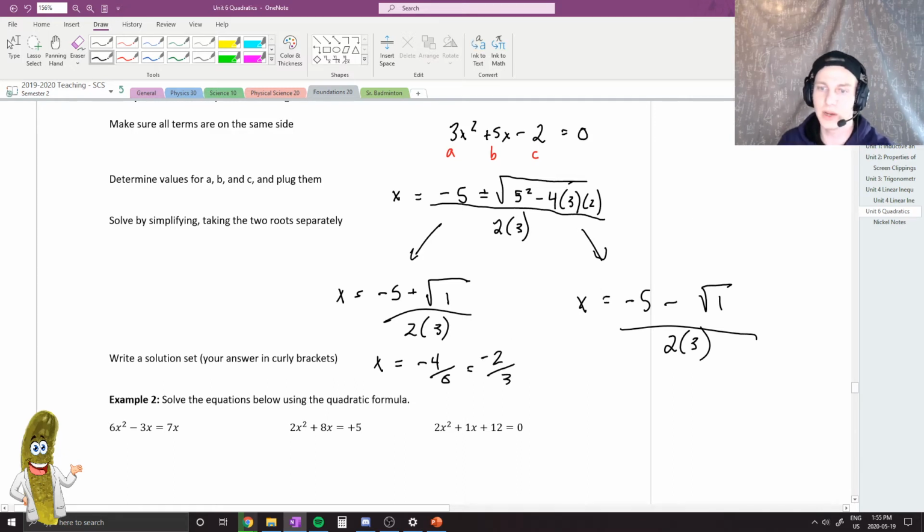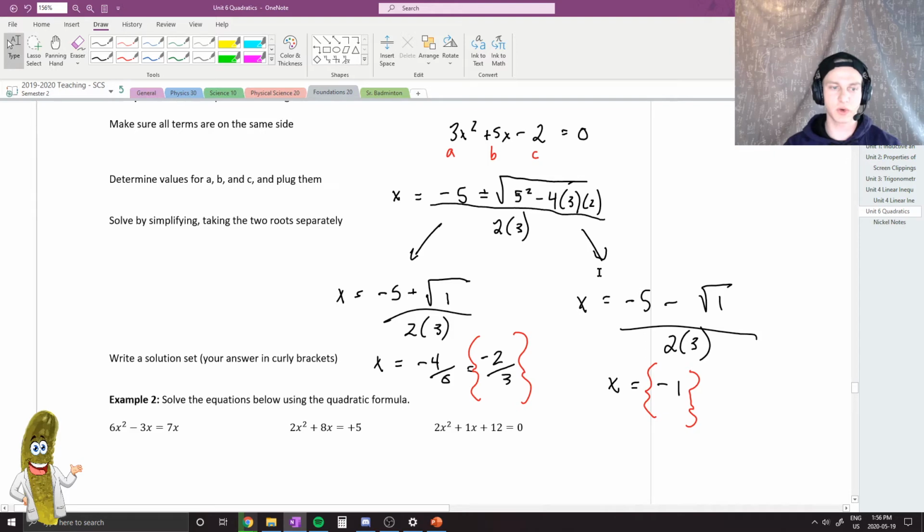And for this other one here, we'd end up with negative 5 minus 1, which gives us negative 6. And so we'd end up with x is equal to negative 6 divided by 6. We'd end up with x is equal to negative 1. And so right here we have our two answers. We have this answer and we have this answer here.